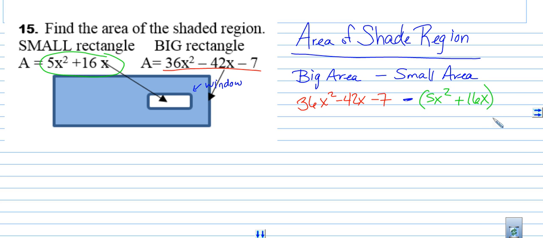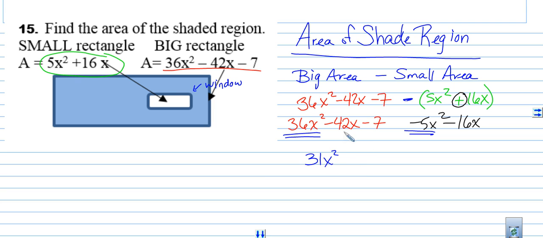Now, notice how I put this in parentheses. You need to put it in parentheses, because if you don't, you'll forget to change this sign right here. Because that's a negative 5x squared, and that's a minus 16x. And I'll rewrite this. 36x squared minus 42x minus 7. And we'll combine like terms. 36x squared minus 5x squared is 31x squared. Negative 42x's minus 16x's is negative 58x. And then you have minus 7 just drops. And that's your final answer for number 15.